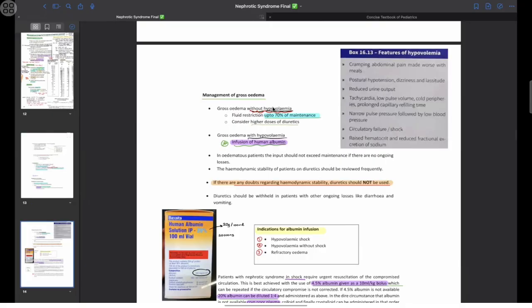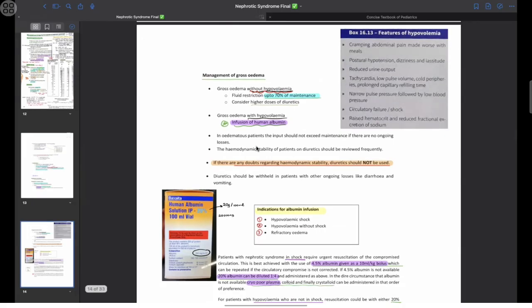In terms of how to give everything, just know that when there is gross edema, you can do fluid restriction at 70% of maintenance. Usually we don't do fluid restriction because the children are in a hypovolemic state. But if you know that there is gross edema without any hypovolemia, then you can give a fluid restriction of 70% of the maintenance. Then you can consider high dose diuretics, but we usually give albumin with diuretics. But this guideline says that if the child has hypovolemia, then you can give only albumin.